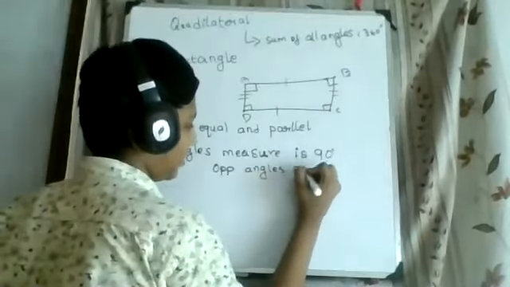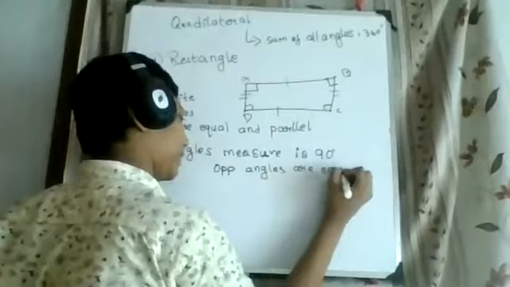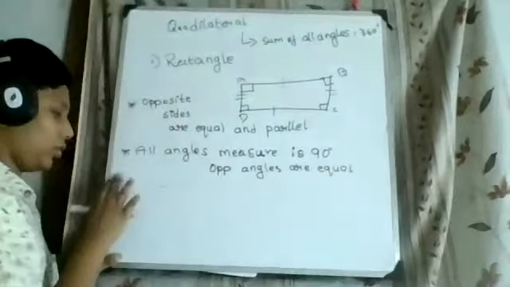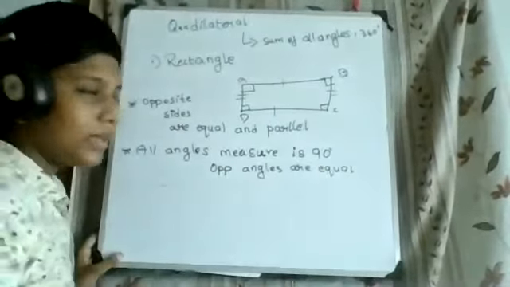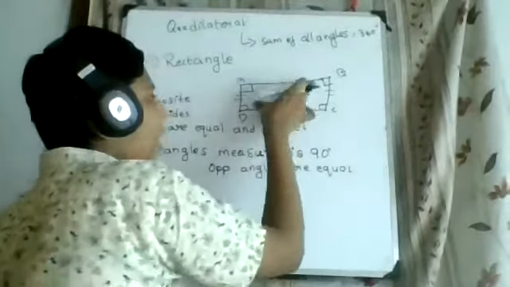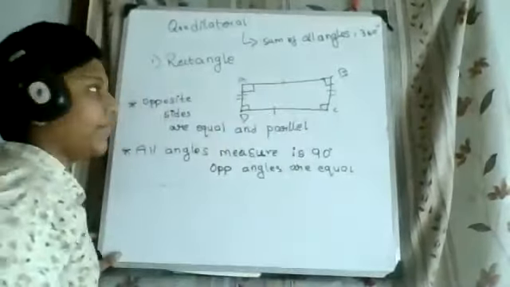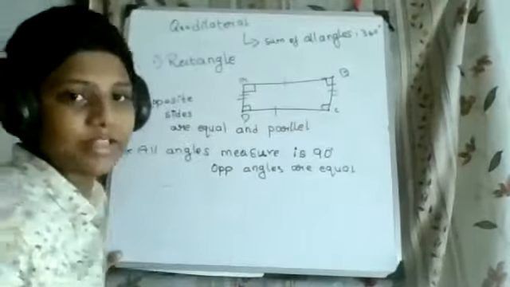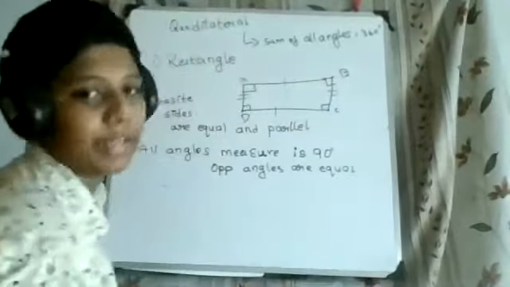Angles are equal. Okay, we can tell this statement is true. See, now here is 90, here is 90. Opposite angles equal only. No need for considering the bending angles. Opposite means opposite angles itself we can consider.